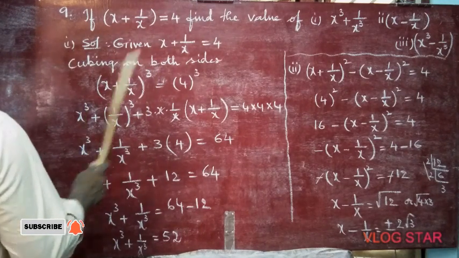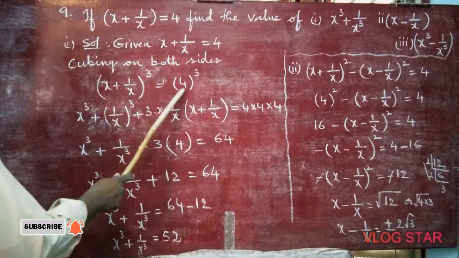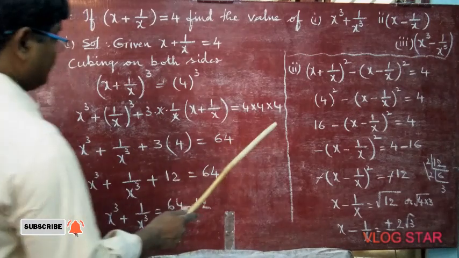We are doing the first bit now. So cube is there, so cubing on both sides. (x + 1/x) whole cube is equal to 4 cube. You have to write the formula. Here I did not write it, but you have to write it compulsorily.